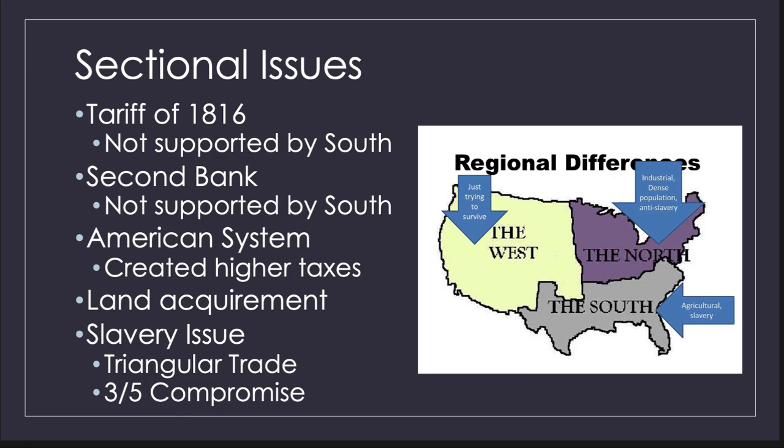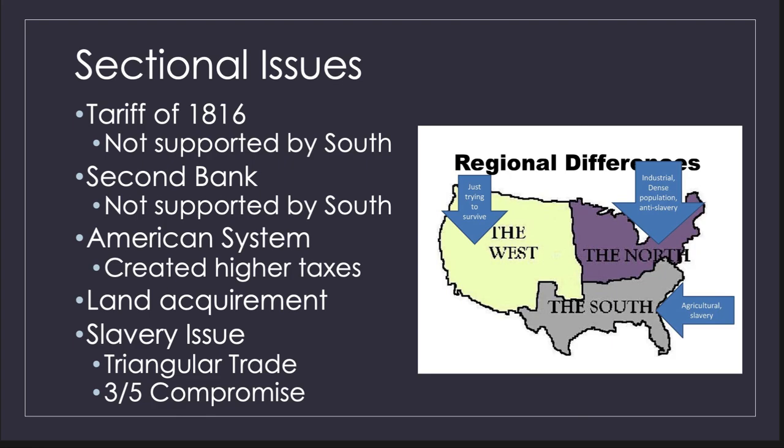Another issue, the bank. As I mentioned before, the bank is seen as a crutch to northern industry. So the South is again not going to support it. The American System, remember Henry Clay with his internal improvements, that is not going to be supported by the South. It's seen as a direct hand to increase trading for the industrial North. It creates higher taxes. The South does not like higher taxes to build what would benefit the North, tearing it apart.